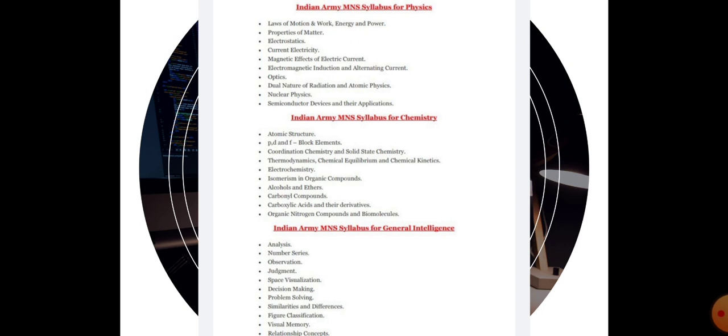Next, the syllabus for chemistry. First is atomic structure, P, D and F block elements, coordination chemistry and solid state chemistry, thermodynamics, chemical equilibrium and chemical kinetics, electrochemistry, isomerism in organic compounds, alcohols and ethers, carbonyl compounds, carboxylic acid and their derivatives, organic nitrogen compounds and biomolecules.